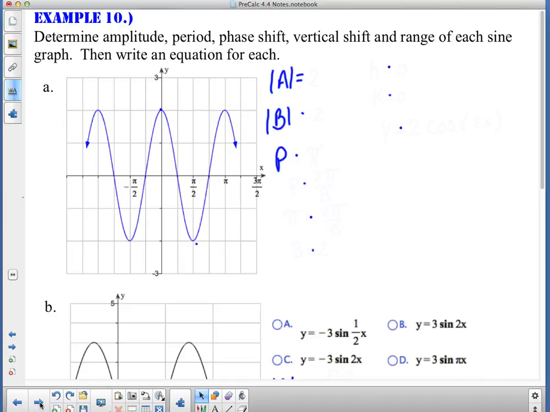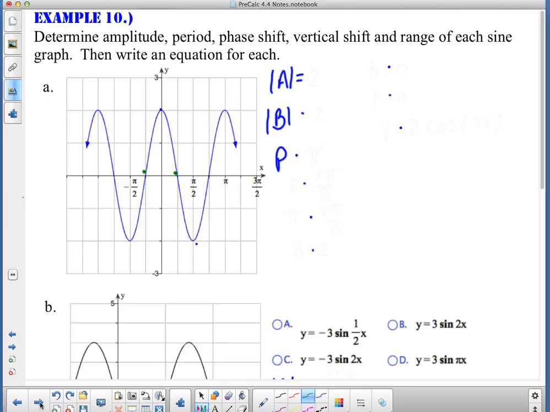Now, determine amplitude, period, phase shift, vertical shift, and range of each sine function graph. Then write an equation. Okay, so first of all, this is a sine graph. They kind of gave it away to us. So if I'm going to use sine, I either got this back here or this here as I go, okay? But this would be a negative sine. This would be a positive sine.